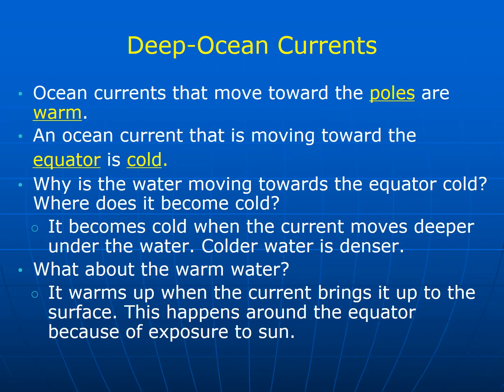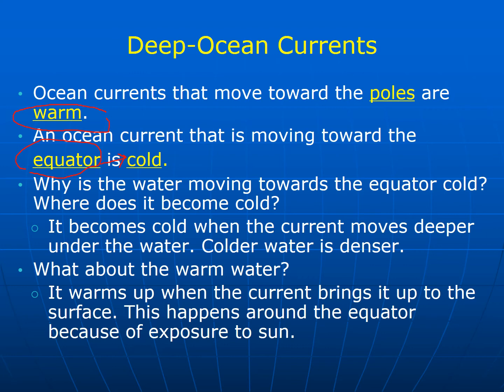So the deep ocean currents that move towards the poles are warm. If it goes to the equator, it's cold. Just think the backwards, because we're so used to knowing anything that goes to the equator is going to be hot, but for the deep ocean currents, anything that goes to the equator is cold.